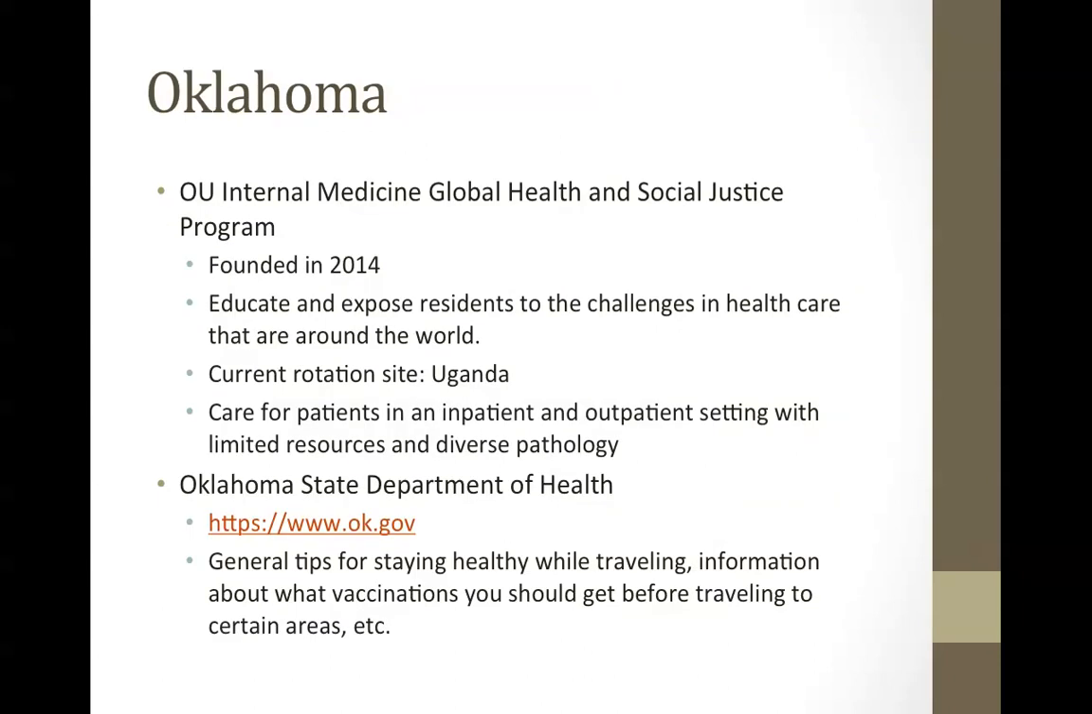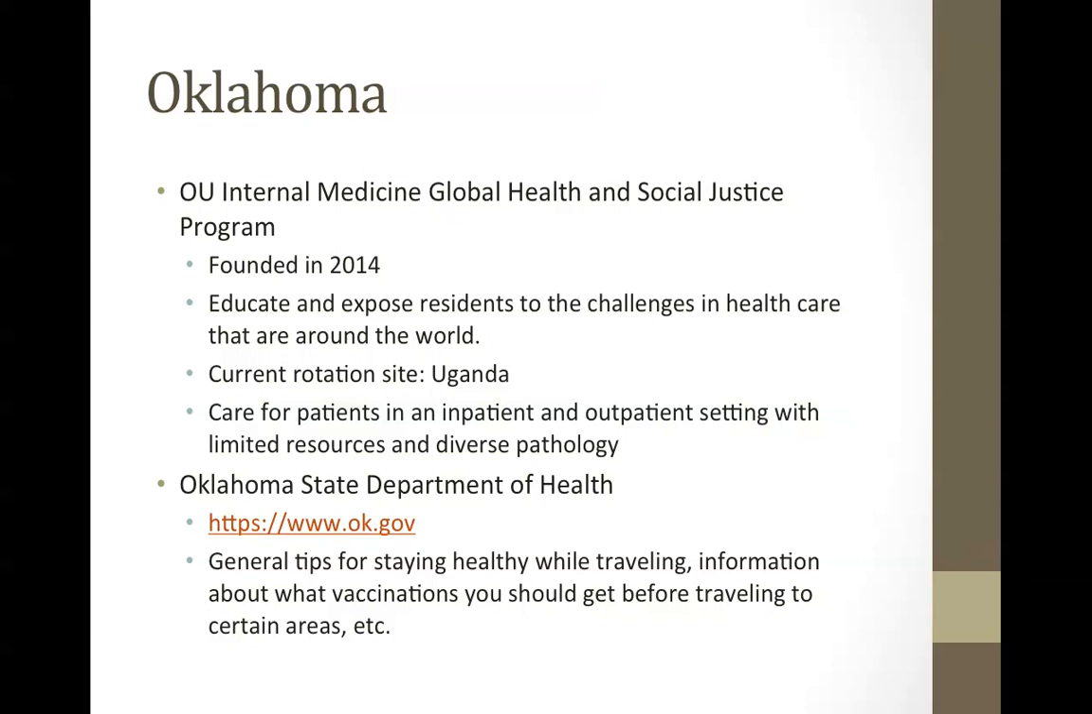Due to the broad nature of global health, there is not a lot of information about what Oklahoma has done towards it. However, OU College of Medicine's 3-year internal medicine residency program has a program called the Internal Medicine Global Health and Social Justice Program. It has a 2-year curriculum focused on current events in global health, and upon completion of it, the residents can participate in a 1-month international rotation during their 2nd and 3rd years of residency. Right now, the residents go to a rotation site in Uganda.